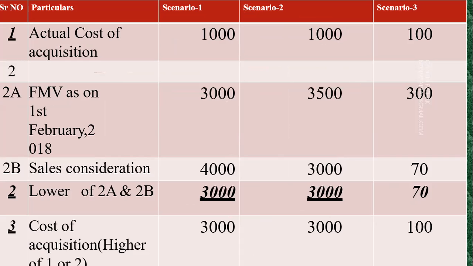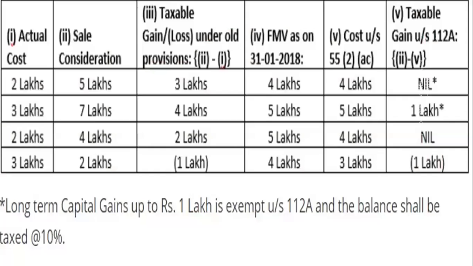In scenario number 3, I have acquired shares at 100 rupees. Fair market value on that day, on grandfathering, was 300. But today my value is 70. 70 minus 100, so there would be a 30 rupees loss which I will be entitled to. In scenario number 1, I have to pay tax on 1000 rupees.